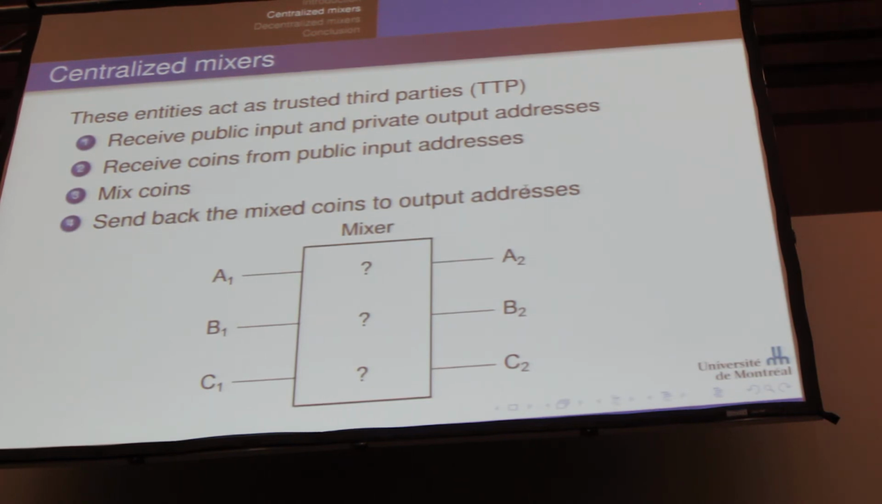These mixers work in the following way. First of all, they receive public input and private output addresses. On the left, we have the public input addresses of Alice, Bob, and Charlie. Those addresses are considered contaminated and not anonymous, and these parties are going to give the mixer new addresses on the right that are not publicly associated with them at this point. The mixer is going to receive the coins from the public input addresses, mix the coins, and send the mixed coins back to the output addresses.